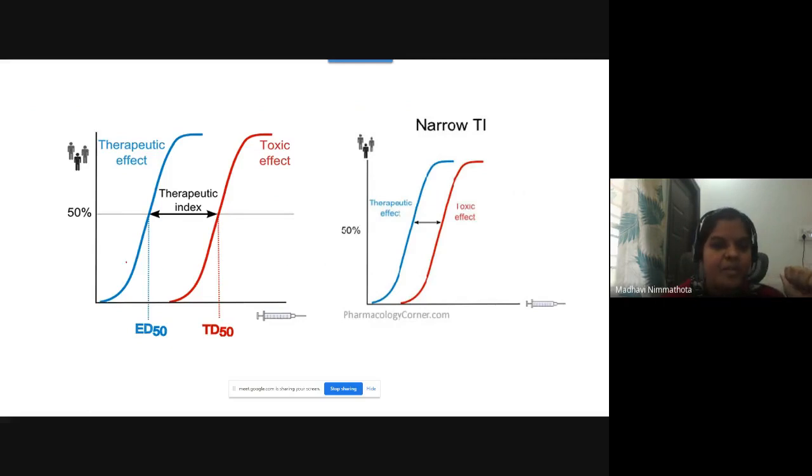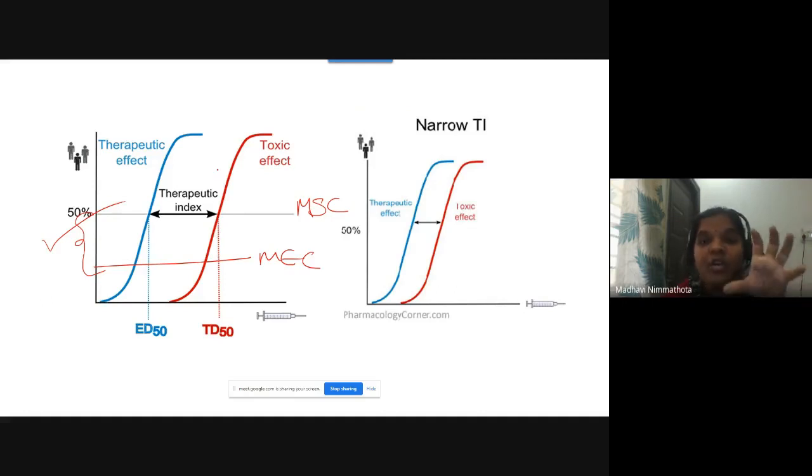See, here it is having MSC, the maximum safe concentration, and this is the minimum effective concentration. The drugs which show levels between these MEC and MSC effectively produce their pharmacological effect. In these graphs you need to focus only on the narrow therapeutic window. Originally the therapeutic window looks like this graph. If the drug shows a narrow therapeutic window, see, the therapeutic window is very narrow.